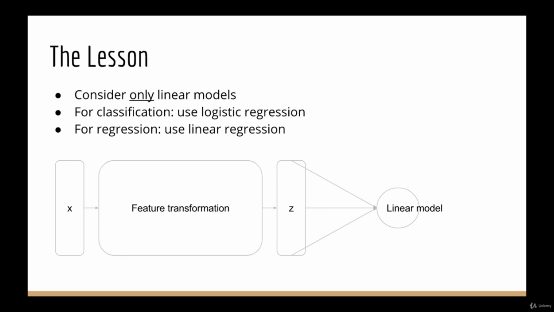So what's the lesson here? We know from our previous studies that if we consider just linear models, we have logistic regression for classification and linear regression for regression. In a sense, we can consider everything up to the last layer just a feature extraction or feature transformation. We're transforming the input data into something different. And after that, we're just doing what we already know: logistic regression for classification and linear regression for regression.